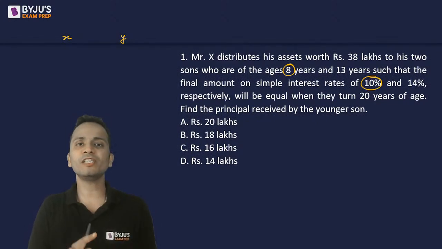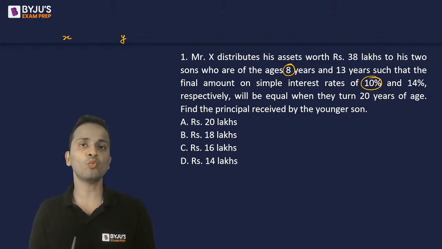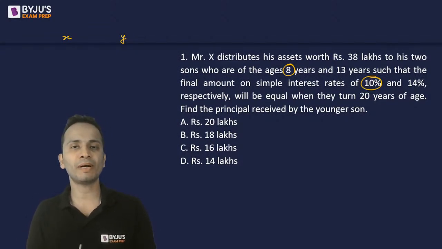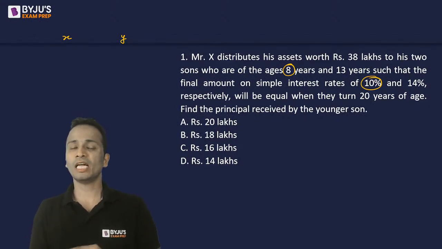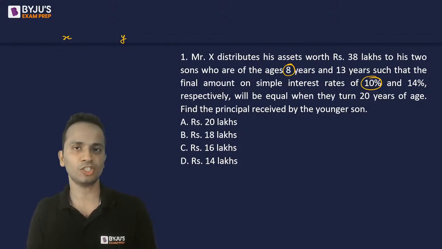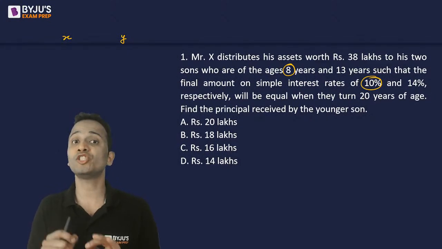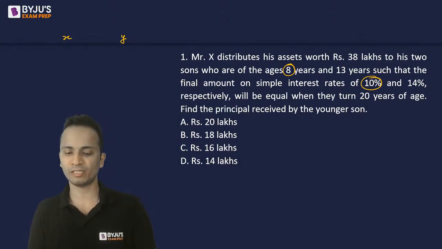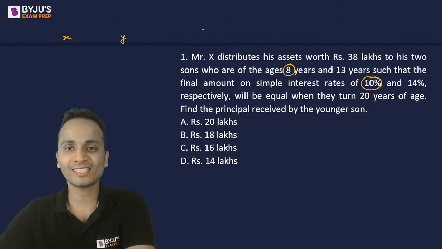Now, in 12 years, at a rate of 10 percent simple interest, the interest will be 10 multiplied by 12, that is 120 percent. Okay. Now, if the original principal is increased by 120 percent, then the final amount will be 220 percent of the original principal. Okay. I'll write it so that all of you can understand it.